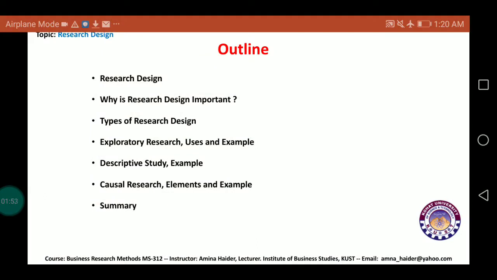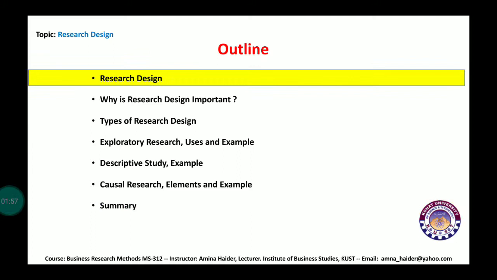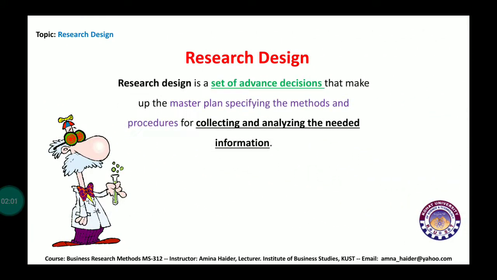So moving towards our very first topic, that is the research design definition. Research design is a set of advanced decisions that make up the master plan specifying the methods and procedure for collecting and analyzing the needed information. Now, what does that mean? In very simple words, research design is a plan, a blueprint that specifies the details of the methods and procedure which are necessary for collection of data and analysis of data. That means it revolves around decisions about the strategy that is used for collection and analysis of data to meet the research objective.